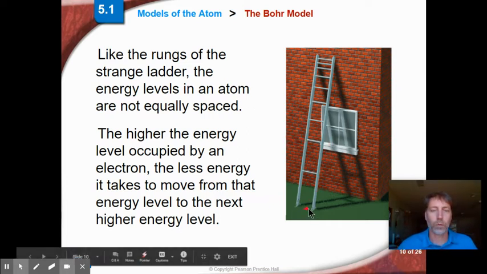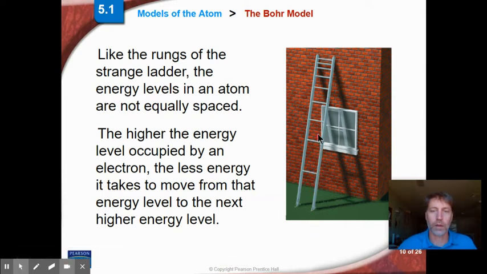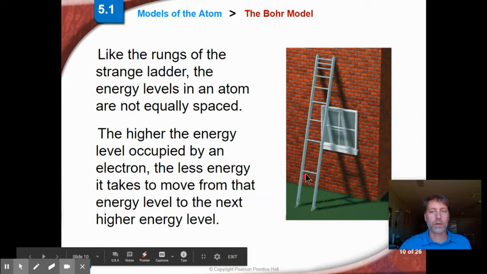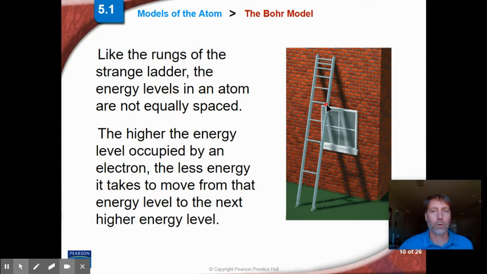It is difficult for an electron to move from one energy level to the next. It takes more energy, just like it would take you more energy to climb a ladder that is unevenly spaced. The higher the energy level occupied, the less energy it takes. So up here, it doesn't take as much energy to climb these rungs, although it may be awkward and unsafe. It's not as much to move your feet or your legs or your hands between these higher rungs as it is the lower rungs. So it is with electrons as they move from one energy ring to the next. The higher the energy level, the less energy it takes to move.